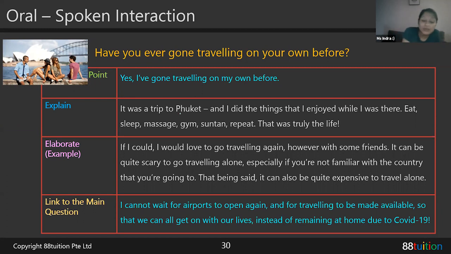Okay, so it was a trip to Phuket. I just went last year, over the Diwali period. I did things that I enjoyed, because when I go with my friends, it's always activity, activity, activity, because nobody wants to travel and do nothing. It's just a waste of money, basically, right? But for me, I like to chill out.